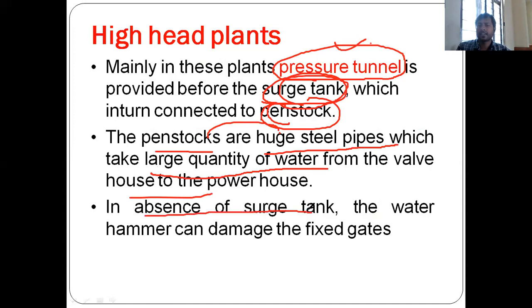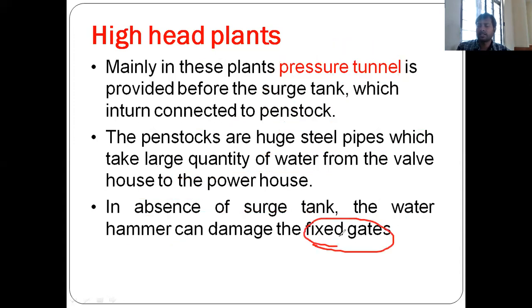In the absence of a surge tank, the water hammer can damage the fixed gates. I already told you the water hammer effect will take place, and that water hammer can damage the fixed gates. So these are the classification of power plants based on head, construction and layout.